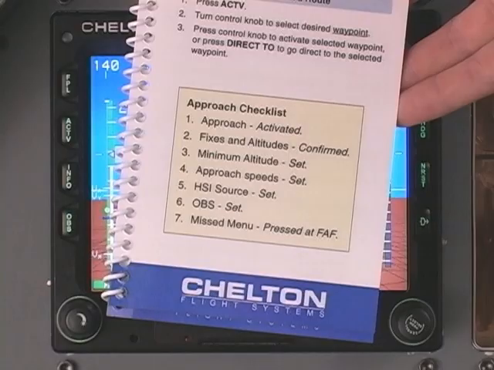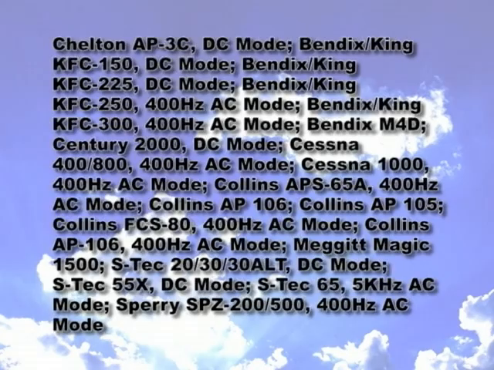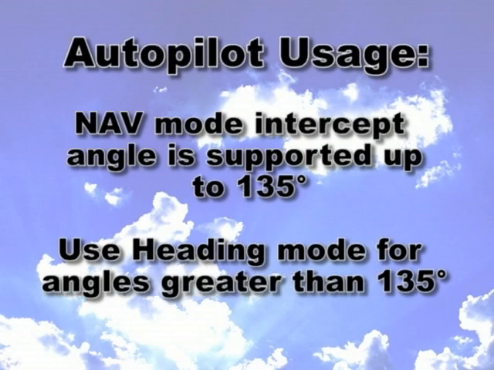Use the approach checklist on the laminated quick reference guide to ensure you have properly configured the equipment for an approach. Due to the wide variety of autopilots supported and their varying techniques for intercepts in nav mode, the AIU supports intercept angles up to 135 degrees when driving the autopilot in nav mode. For optimum intercept performance, leave the autopilot in heading mode and let the EFIS intercept automatically, or use the EFIS heading bug to bring the intercept angle to 135 degrees or less before switching to nav mode.